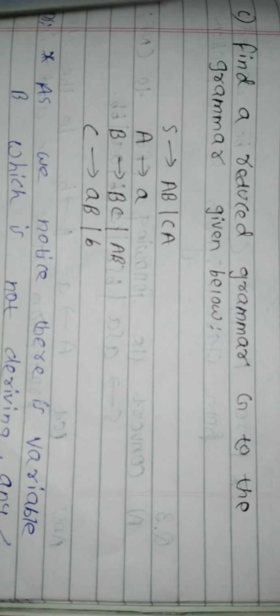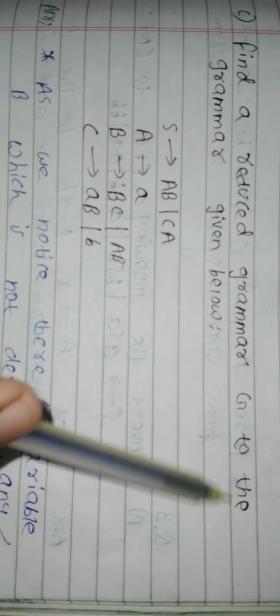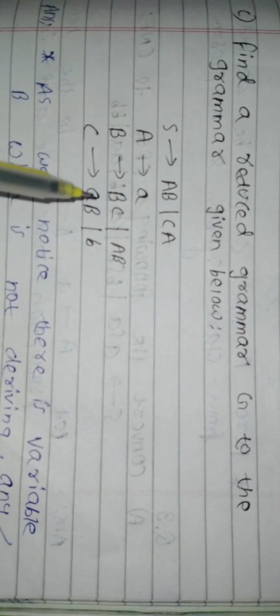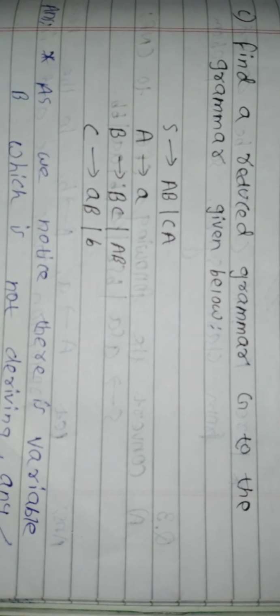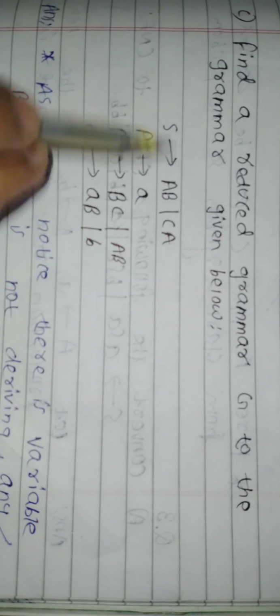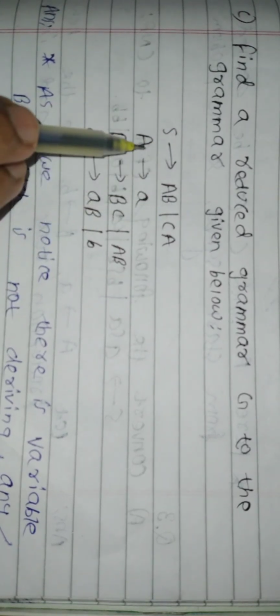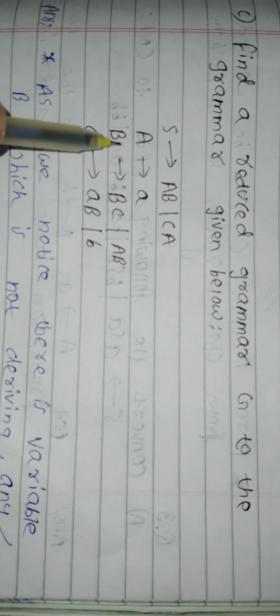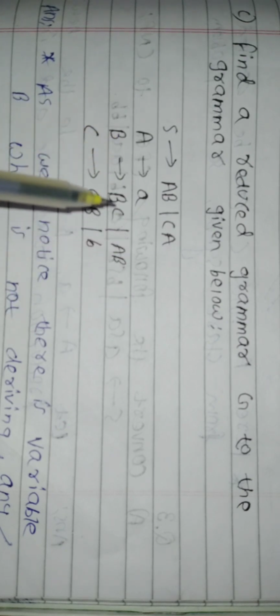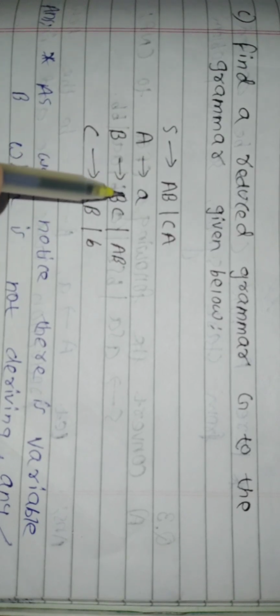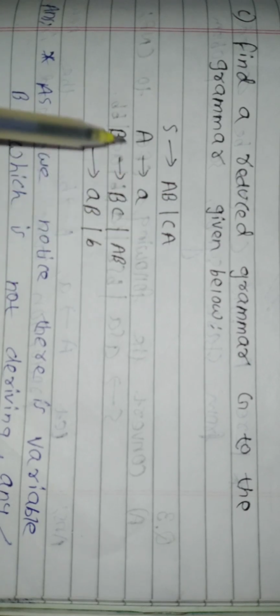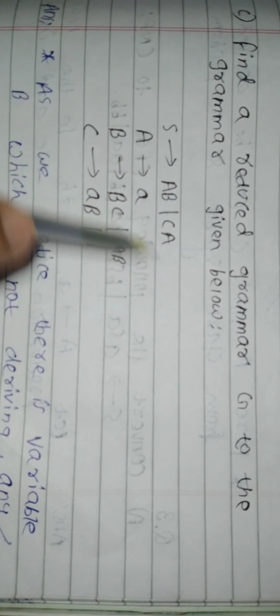Now let's see the next question. Find a reduced grammar G for the grammar given below. This is the grammar, and we have to reduce this grammar G. For this there are some rules. If one is producing AB, then AB must be there in production, and AB must produce at least some string of terminals, otherwise there is no use of AB. And if, for example, CA is producing epsilon, then there is no need of CA here. So we have to eliminate these unnecessary symbols.